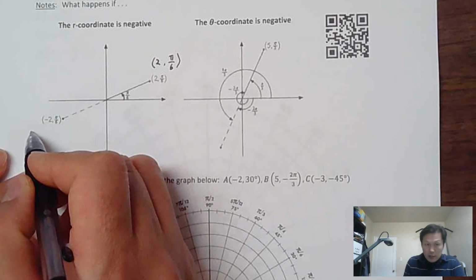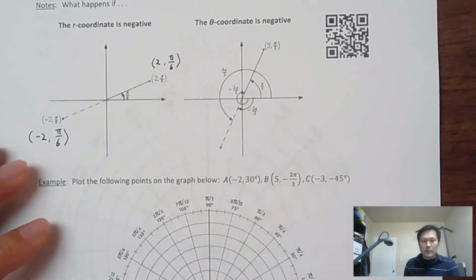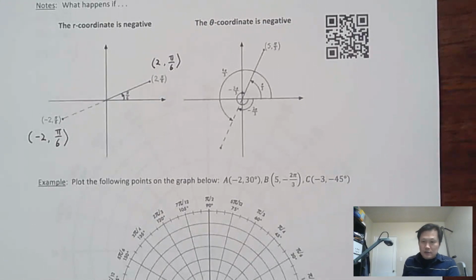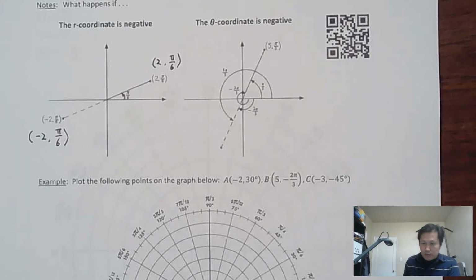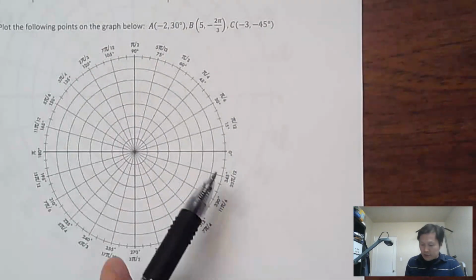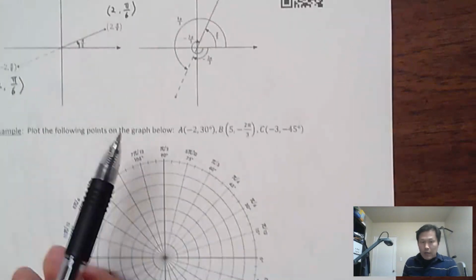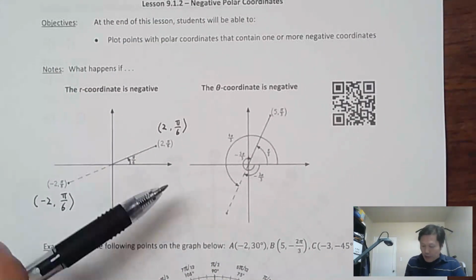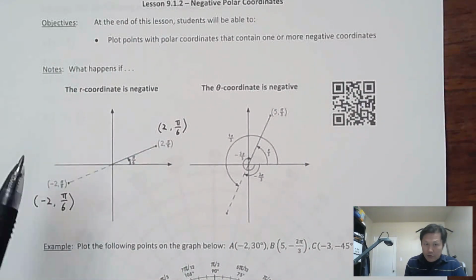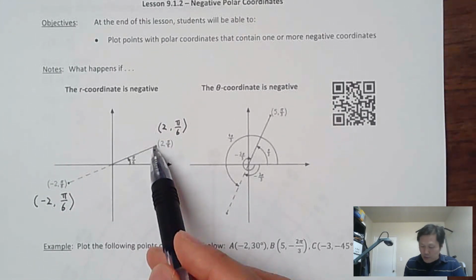This one is labeled as minus 2 comma pi over 6. So pi over 6, if you convert it to degrees, is 30 degrees. If you look at pi over 6, it's 30 degrees here. So pi over 6, and you proceed 2, 1, 2, that's where it's located.